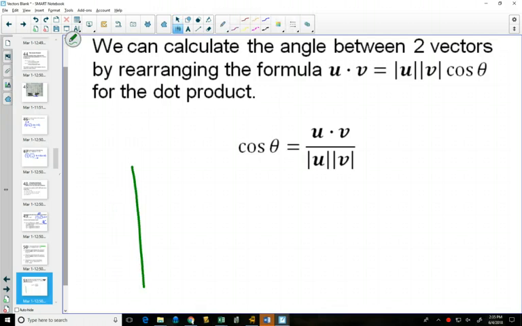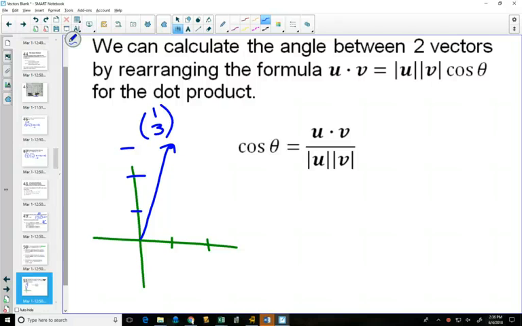Here we go. Let's take this point 1, comma 3. So this vector here would be 1, 3. And to make it nice and simple, we'll make this other vector 2, 0. So this, as a vector, would be 2, 0. You want to find this angle in between.